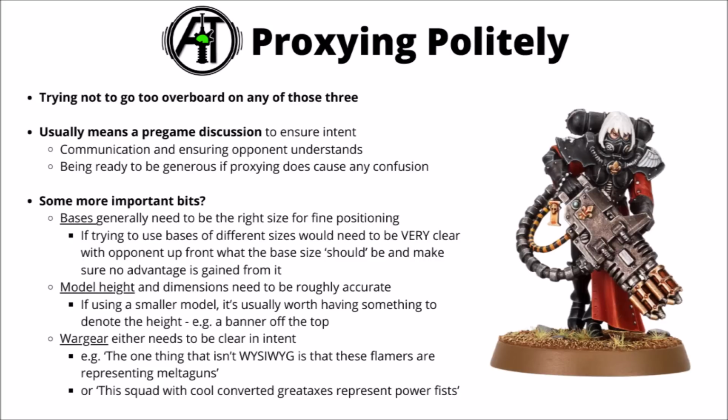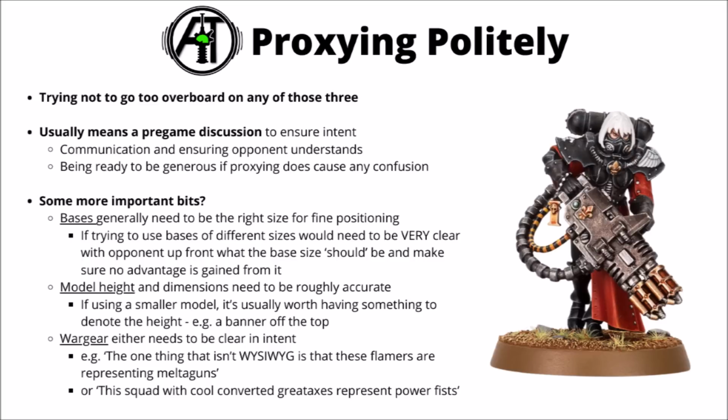I feel like for the majority of those issues, you can often clear things up with a clear pre-game discussion, provided the proxy models just aren't completely inappropriate for what they're trying to represent. Talking through the army and just making sure that your opponent absolutely understands what represents what, and then throughout the game giving them reminders if you think that they're not understanding that for some reason, and likely also being ready to be generous if proxying does ever cause confusion, allowing things like takebacks if you might have done something differently. I feel like most of that is just fair play.